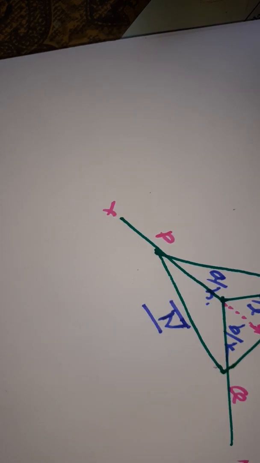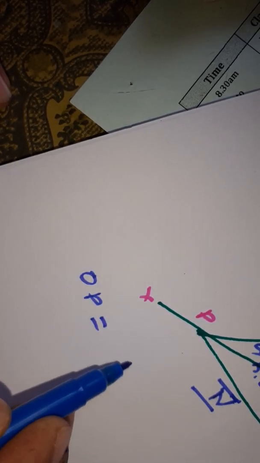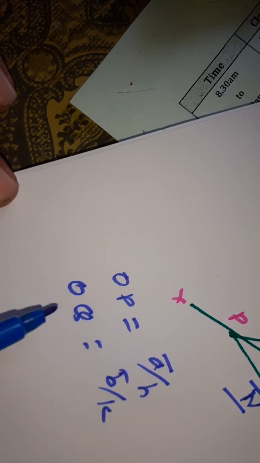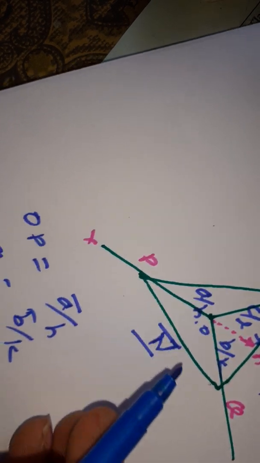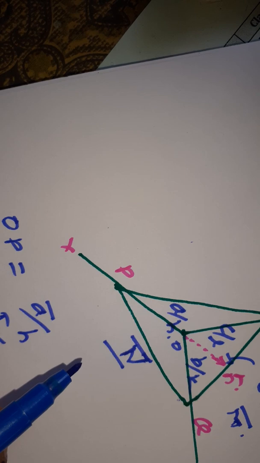So from the geometry of the figure, we consider OP, where O is our origin. OP is equal to A bar divided by H. OQ is equal to B bar divided by K. And OR is nothing but C bar divided by L. Now observe this figure. So we got the geometry. What geometry should be remembered?